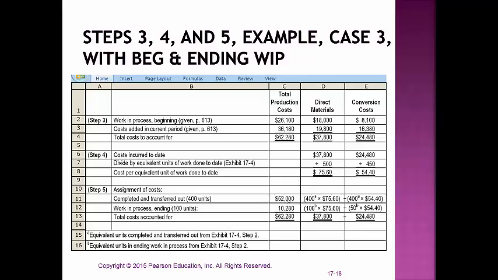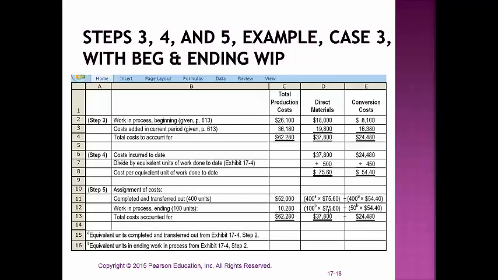In regards to the work in process ending value, this number needs to be shown still on the balance sheet. We had 100 units. They got 100% of their direct materials. Therefore, 100 at 100% times $75.60 per equivalent unit gives us $7,560 here for their direct materials part.